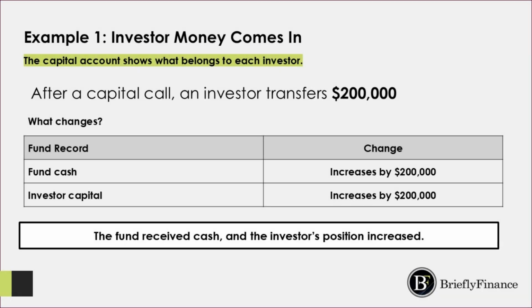Let's start with the first example. An investor sends $200,000 after a capital call. So what changed? First, the fund received cash. That means fund cash increased by $200,000. Second, the investor's capital increased because this investor has now contributed money into the fund. So in plain English, the fund received cash and the investor's position increased.